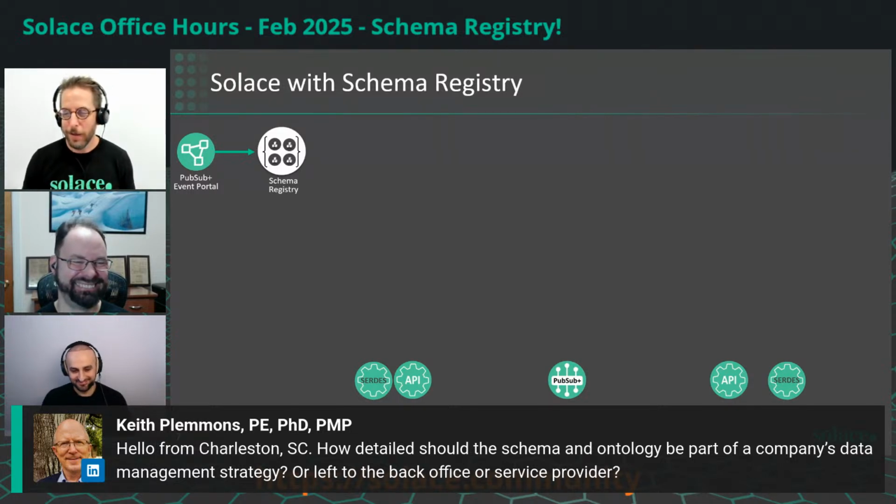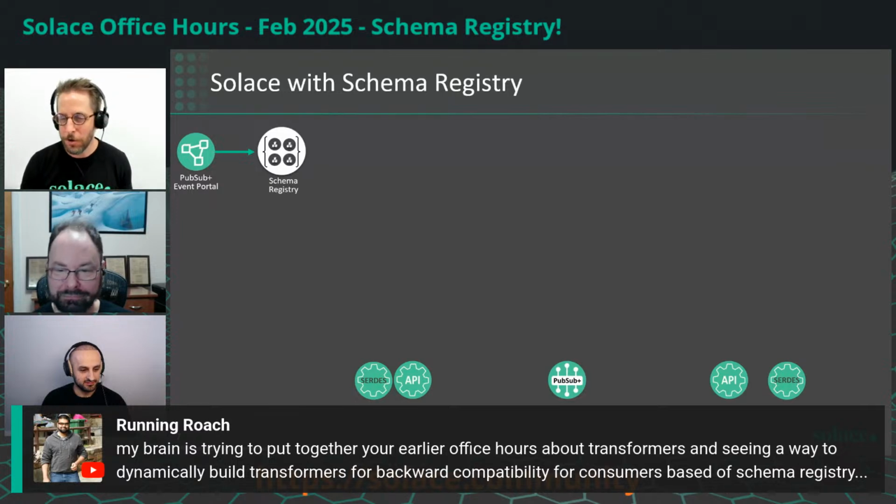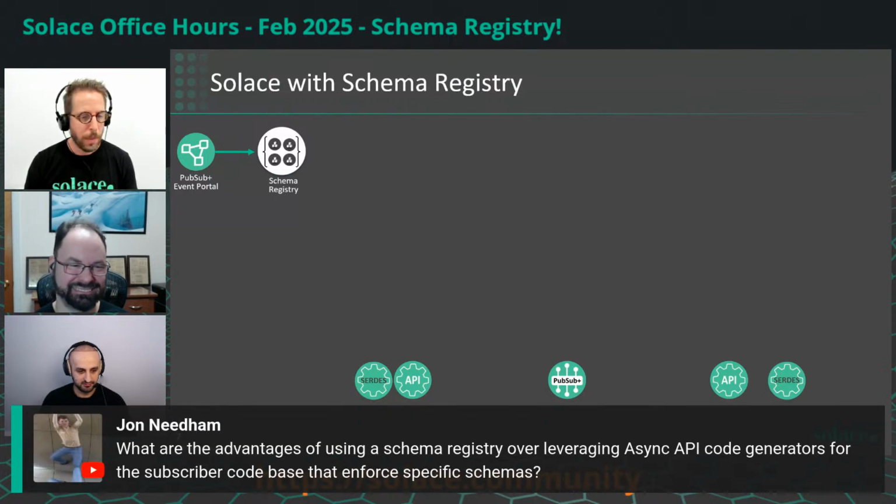As Rob said. Last one, and then I'll let you keep talking. Running Roach from Hong Kong there. My brain is trying to put together your earlier office hours about transformers and seeing a way to dynamically build transformers for backward compatibility for consumers based off Schema Registry. What are the advantages of using a Schema Registry over leveraging AsyncAPI code generators for the subscriber code base to enforce specific schemas?